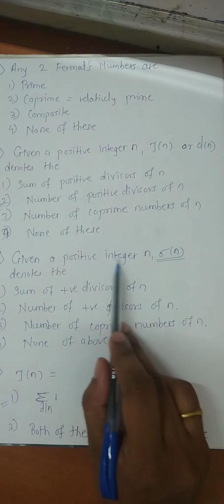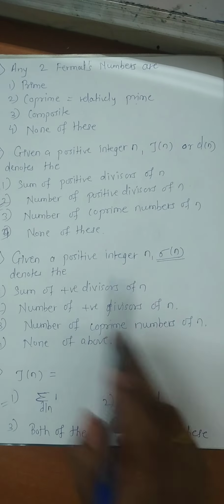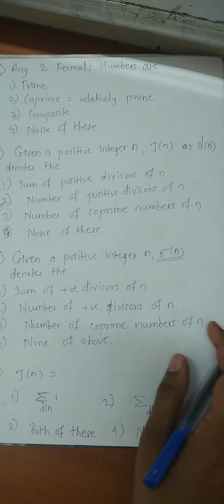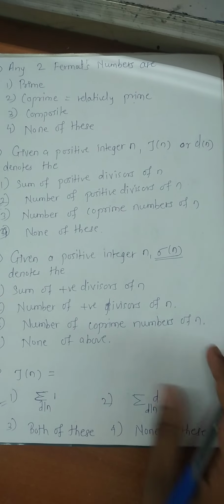Next MCQ. Given a positive integer n, sigma of n denotes the sum of positive divisors of n. We have already seen this.